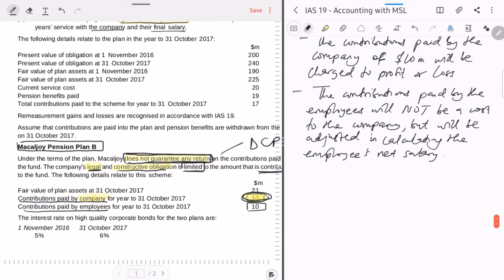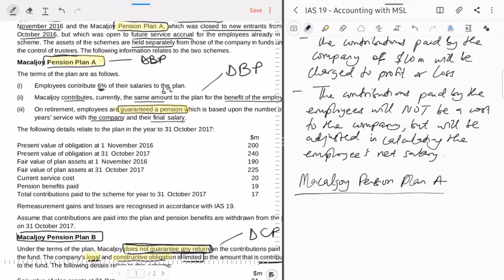Let's look at McCalljoy pension plan A. All right. Plan A. You can see all the information given to us here. Can you see present value of obligation? I mean, these figures here. We literally have everything we need. Can you see? All of these. So we just have to slot them into current service costs, pension, benefits paid, contributions paid out. So we just need to slot this into our templates and we are good to go.